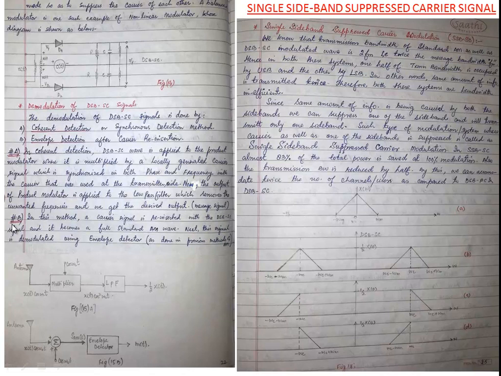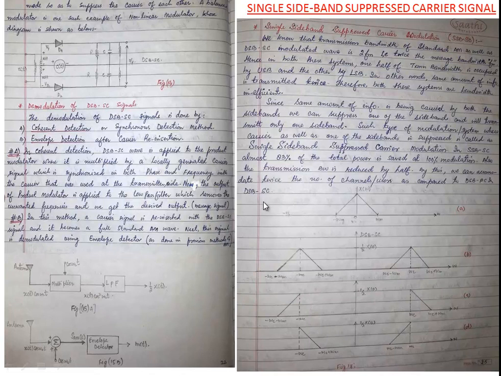Second method is envelope detection after carrier reinsertion. In this method, a carrier signal is reinserted with DSB-SC, so it becomes full standard AM. Next, this signal is demodulated using an envelope detector as done in the previous method of AM detection.